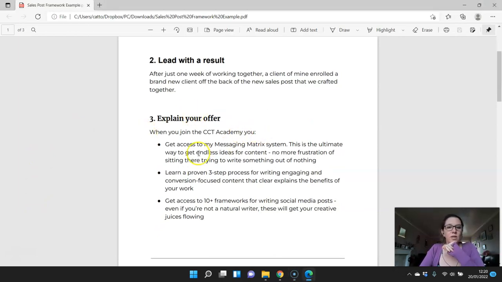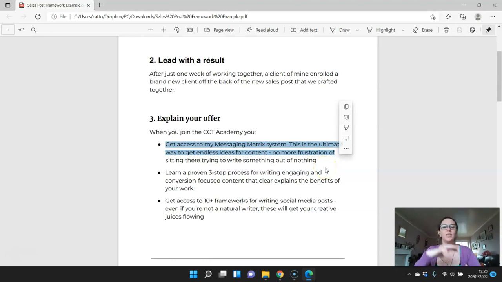CCT Academy, you get, and here are the 3 bullet points that I've just copied across from that table that we just worked through. And you can do this over and over. We've done 3 just for this workshop to keep it manageable, but you can do this as many times as you need to explain the benefits. And this is how you're explaining the benefits of your program or your service and linking them to the features, to the stuff that you do, and also making sure that you are actually solving problems that you know your audience has.